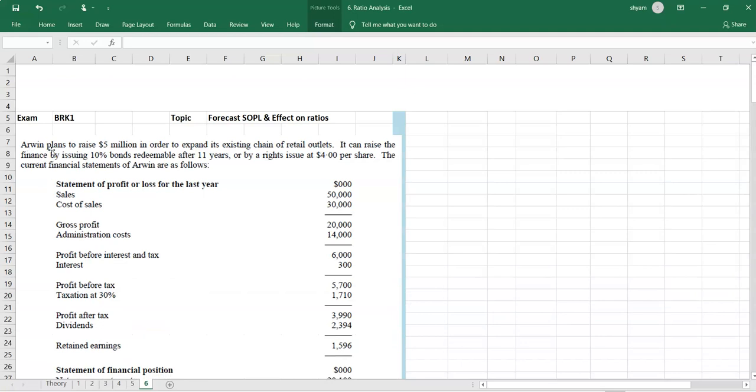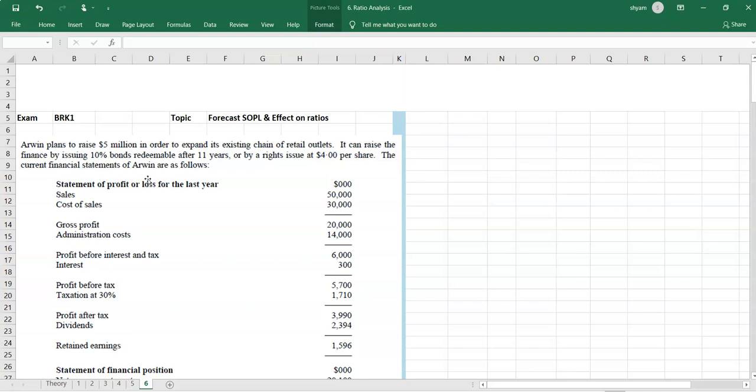So they say that Arvind plans to raise 5 million in order to expand its existing chain of retail outlets. It can raise the finance by issuing 10% bonds redeemable after 11 years or by a rights issue at $4 per share. So they want to raise this amount through a bond or a rights issue, and the share price is $4 per share.